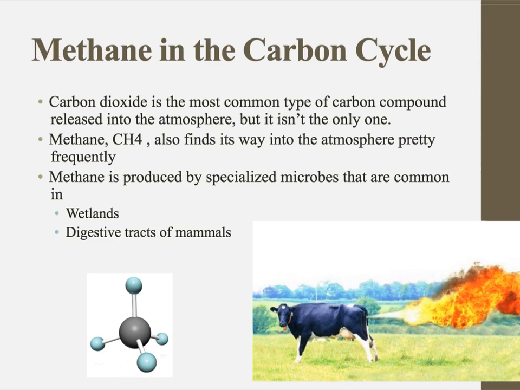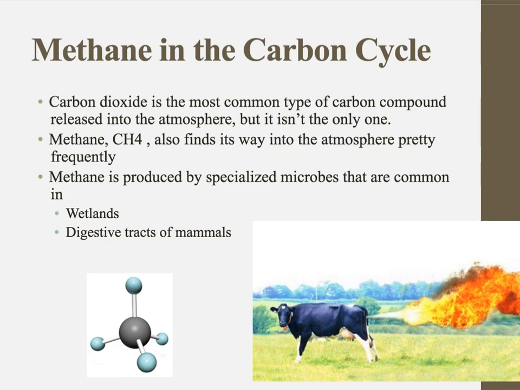So in terms of the carbon cycle, carbon dioxide, CO2, gets all the love, gets all the attention. There's another important carbon compound in the atmosphere, though, called methane, CH4. And it's going to be really important when we start talking about greenhouse gases and such, okay? Methane is a relatively small molecule, and it's produced in one of two ways. It's produced only by specialized microbes or bacteria, but in two major common areas. One is in wetlands, in anaerobic conditions, so conditions without oxygen, and in the digestive tracts of mammals.